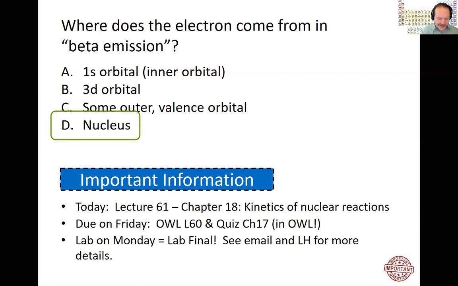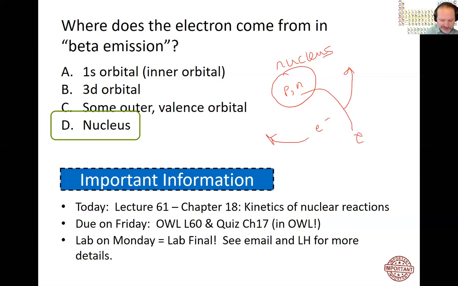Well, wait a second, you should be saying, here's the nucleus, there are no electrons. And that is correct. There is nothing but protons and neutrons in there, and the electrons we understand to be on the outside. So how is it that an electron comes out of the nucleus? Man, nuclear chemistry is weird. Strange things happen.